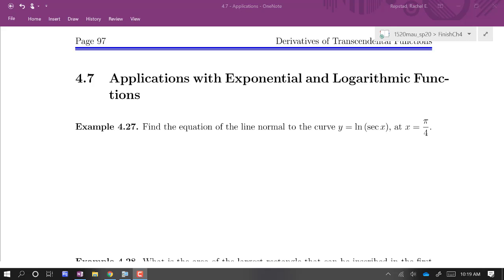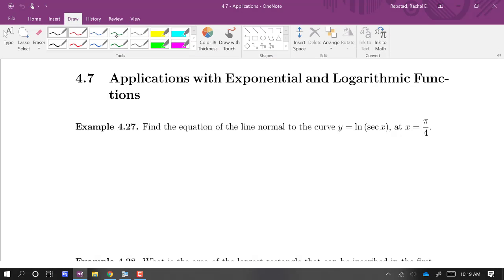All right, taking a look at some application problems. Just as with the trig section on applications, the applications themselves are not new. They're just going to be in scenarios that involve either exponential or logarithmic functions.